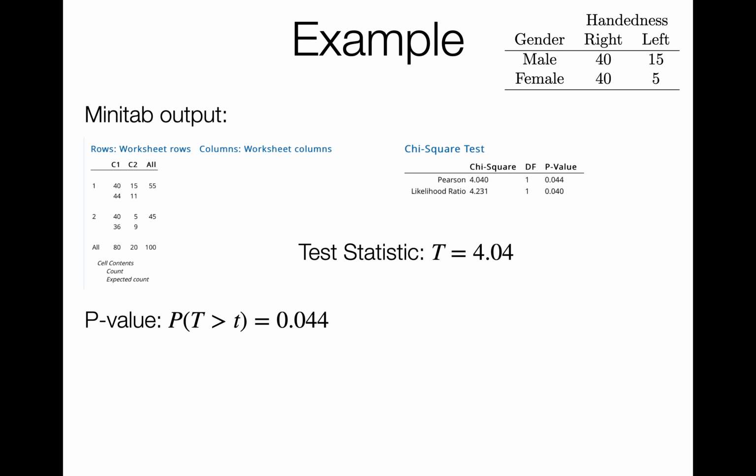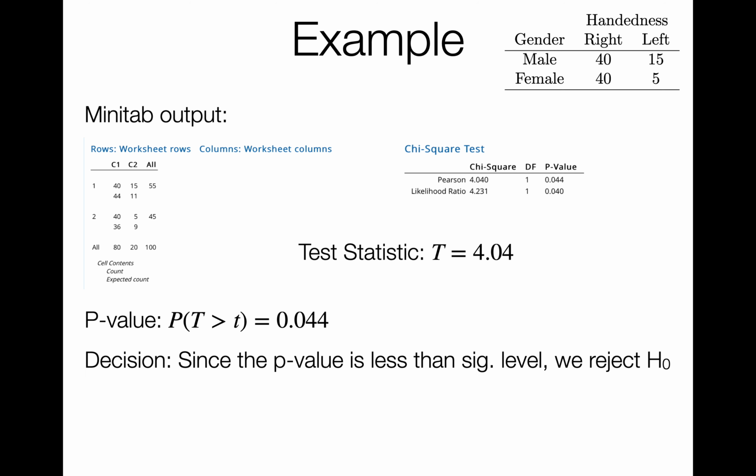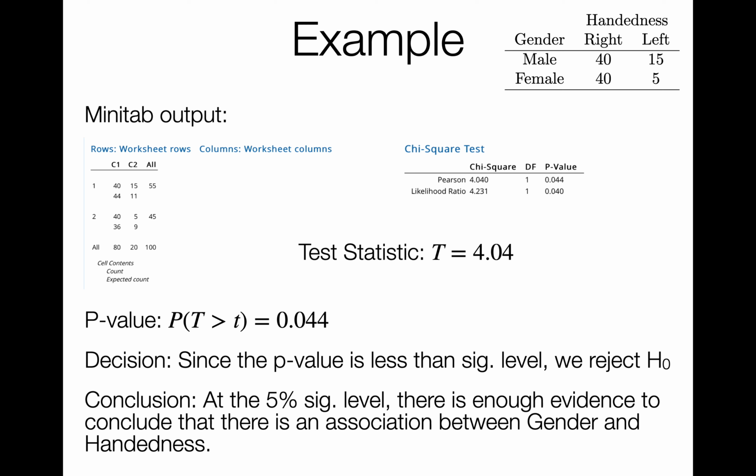The p-value is 0.044. Okay. And so that is less than the significance level. Since the p-value is less than the significance level, we reject the null hypothesis of independence. And so that gives us a conclusion at the 5% significance level. There is enough evidence to conclude that there is an association between gender and handedness.